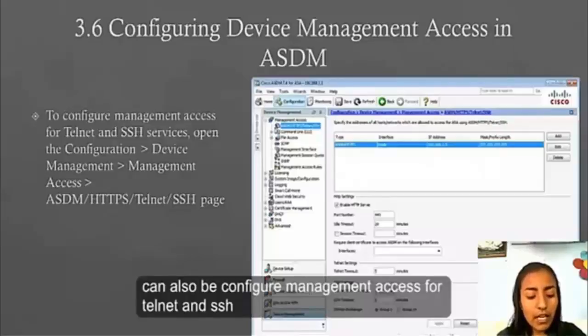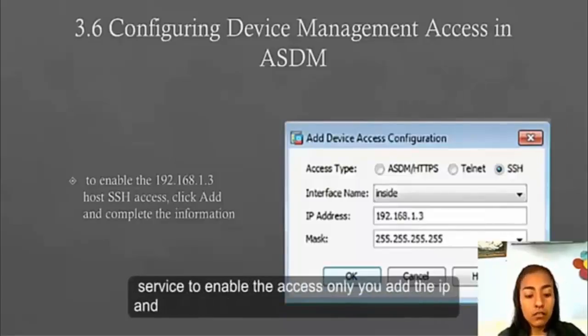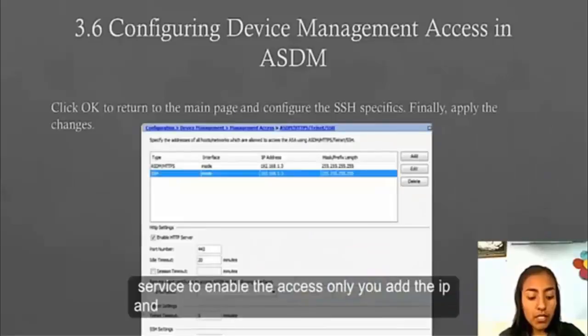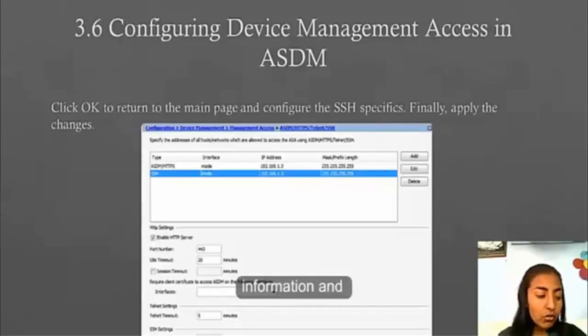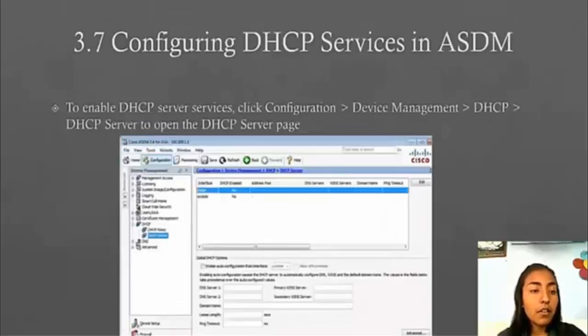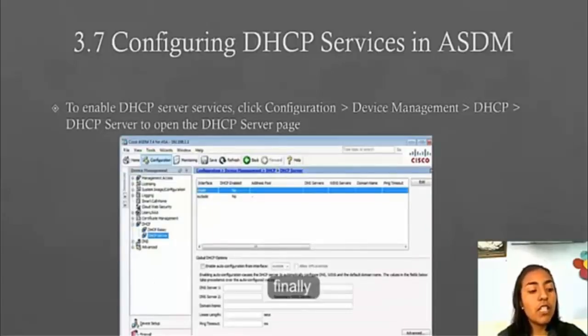Access can also be configured for manager access for tunnel SSH servers. To enable the access, you only add the IP and request the information, and then click OK. In the window, scan to configure the SSH specific functionality.